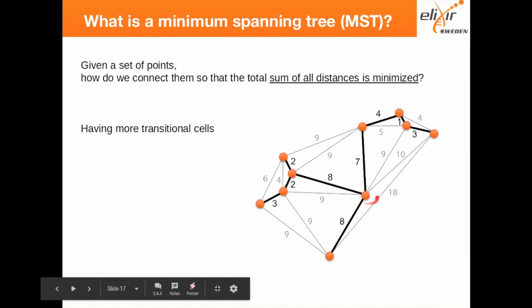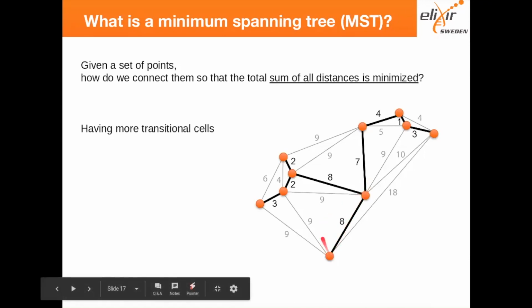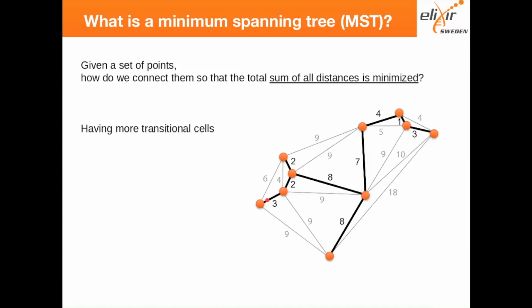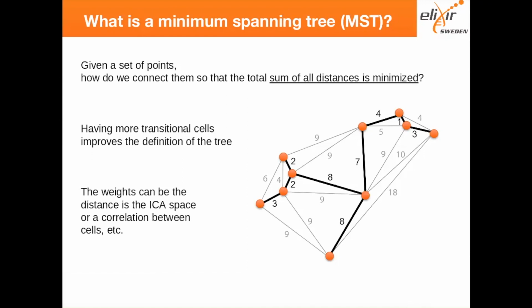So let's imagine that you don't have this one. Now the transition is not from this one to that one, but rather this one to here, to one of those two. So the trajectory will change quite a lot. So it's very important to have many transitional cells between the two end states that you have. And that also will improve the definition of the tree. And the weights can also be distances in ICA space, correlation, a diffusion distance that I just mentioned, or a distance within the UMAP dimensionality reduction that we have done.